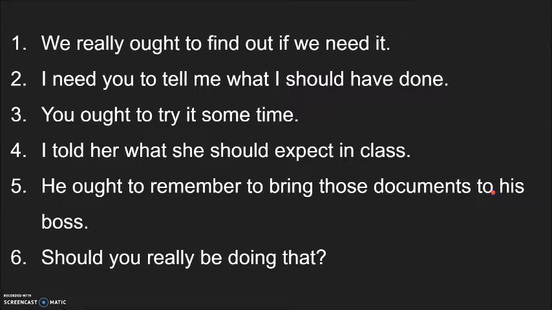All right, let's look at all of them one more time. Number one, we really ought to find out if we need it. Two, I need you to tell me what I should have done. Three, you ought to try it sometime. Four, I told her what she should expect in class. Five, he ought to remember to bring those documents to his boss. And six, should you really be doing that?